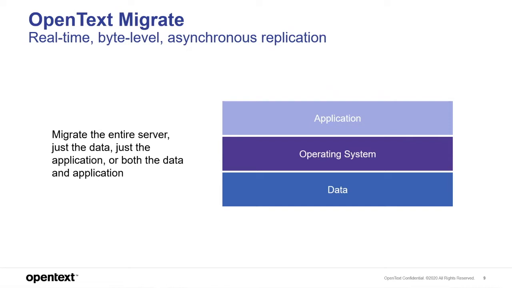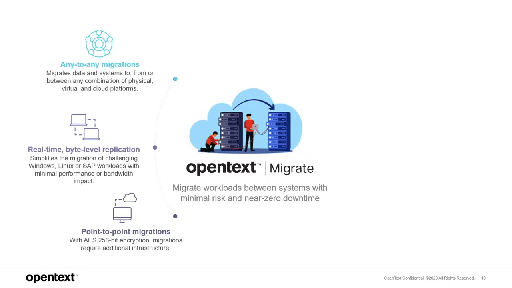So if you continue with the source system, all the changes that are ongoing will be replicated to the target system. OpenText Migrate, you have any-to-any migrations. You can migrate from any combination of physical, virtual, and cloud platforms. So you're very, very flexible in migrating virtual machines, or from physical to virtual, from physical to virtual cloud, from physical to physical cloud, and whatever you want to migrate, we can do that.